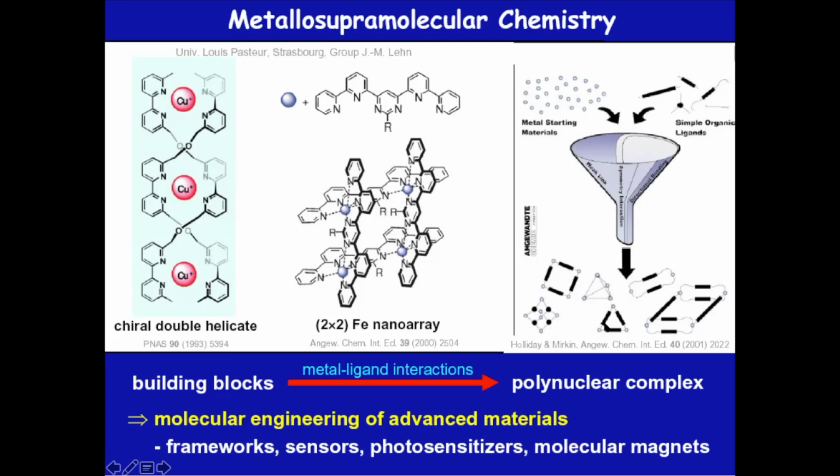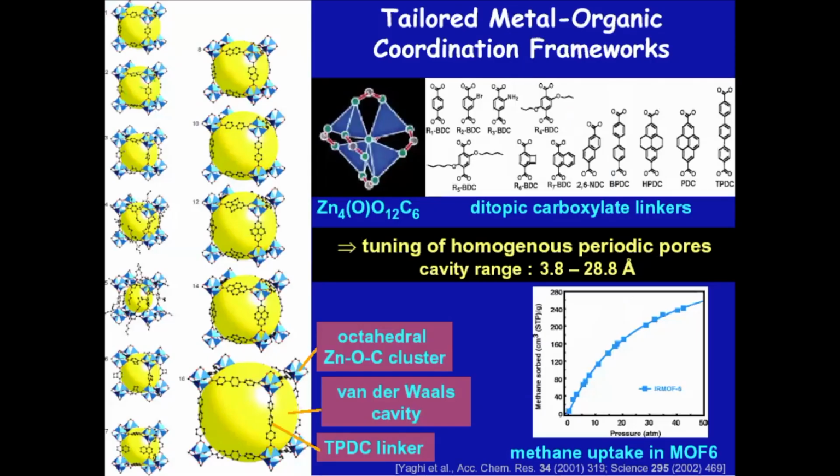We can make squares, we can make prisms, we can make triangles, depending on the coordination of the ions and the structure of the ligands, of the organic ligands. So metal-ligand interactions, that's another tool that you can use to make nanostructures by using supramolecular concepts. And one special aspect of that is the so-called metal-organic frameworks.